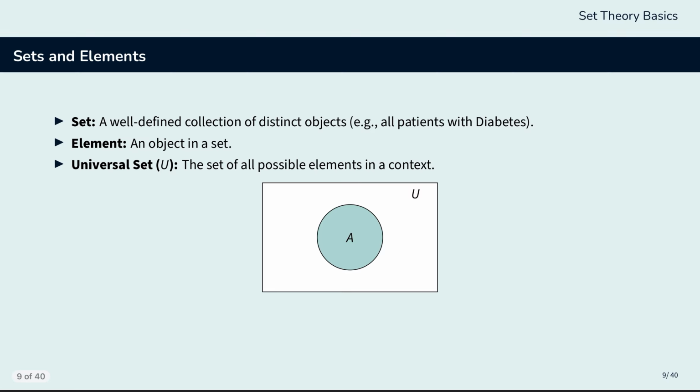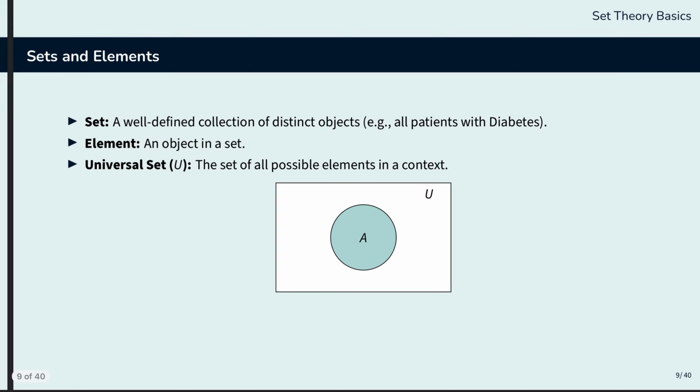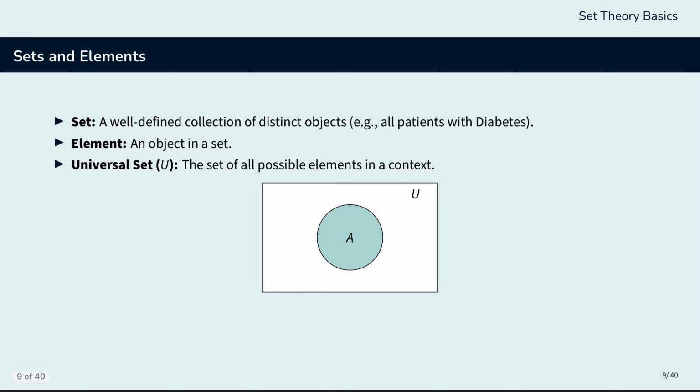The next one is the concept of sets and elements. Before we go into the actual probability, let's understand some of these set elements. A set is a well-defined collection of distinct objects. For example, all patients with diabetes are examples of a set. An element is a single object in a set. A universal set is the set of all possible elements in a context.